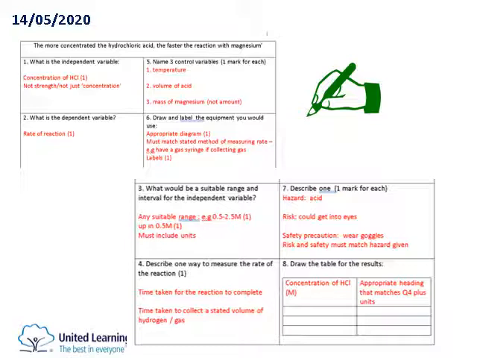How could you measure a rate of reaction? Basically, how long does it take for the magnesium to stop bubbling? Or if you want to be really specific and you do have the equipment, you could collect the volume of gas, but we've never done that in school because we don't have the equipment.